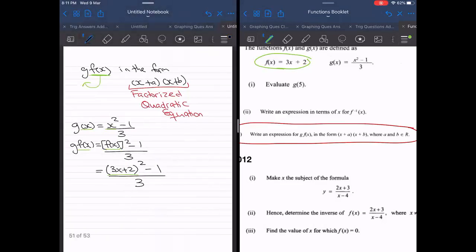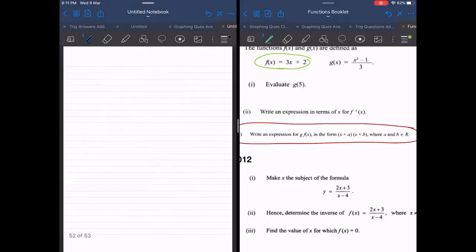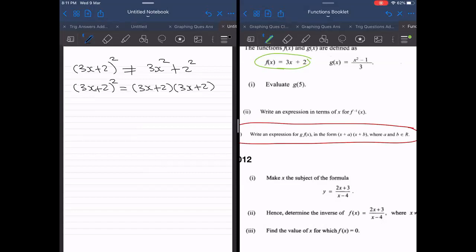All right, so I'm going to come back to this, but I just want to show you. So what most students are going to do is say (3x) squared plus 2 squared. That's not true, right? (3x plus 2) squared means (3x plus 2) times (3x plus 2).